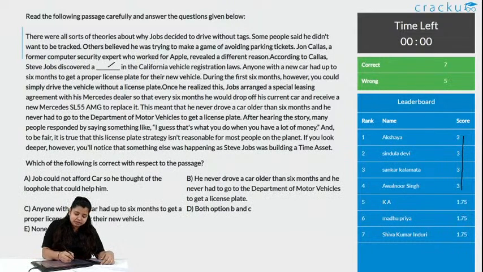Read the following passage carefully and answer the questions given below. This is the instruction. There were all sorts of theories about why Jobs decided to drive without tags. Some people said he did not want to be tracked. Others believed he was trying to make a game of avoiding parking tickets. John Callis, a former computer security expert who worked for Apple, revealed a different reason. According to Callis, Steve Jobs discovered a dash in California vehicle registration law.